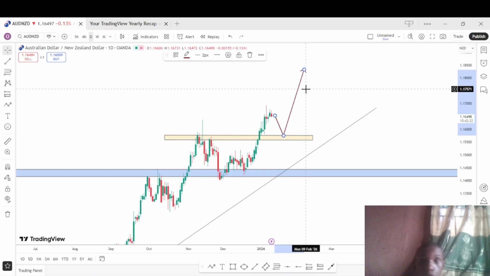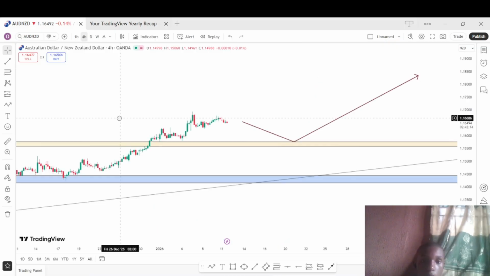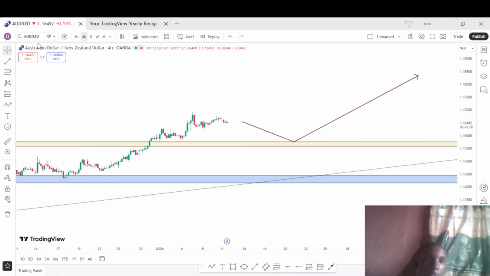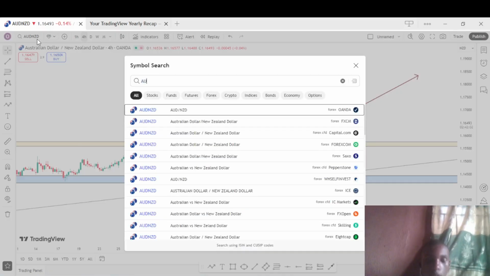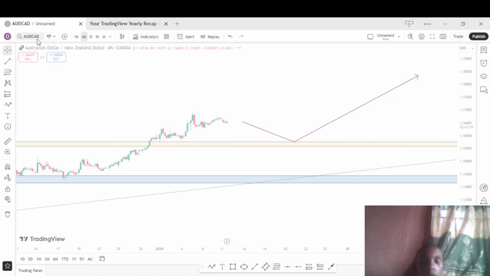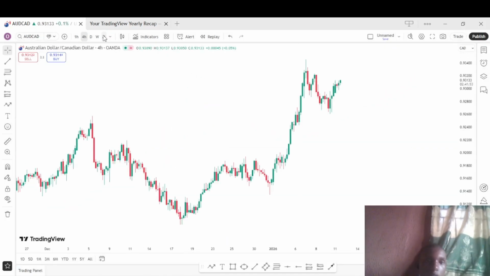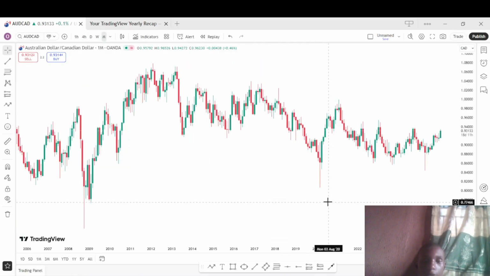For our 4 hours, that is where we place our entry criteria like counter trend line break, retest, and so on. So let's go to another pair. We have AUD/CAD. What do we do in AUD/CAD? We go from the higher time frame, the monthly time frame.